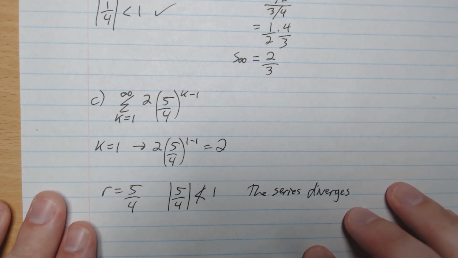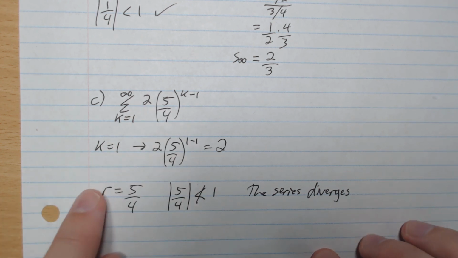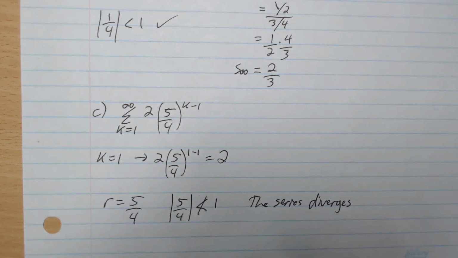C, first term occurs when k equals 1, and that gives us 2. The common ratio is not less than 1, so this series diverges.